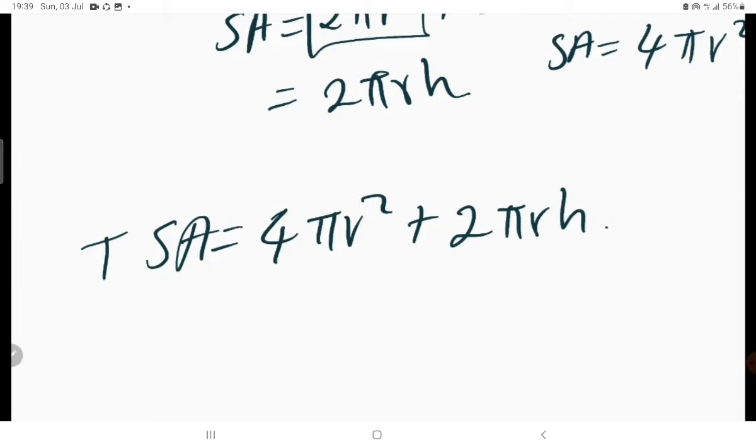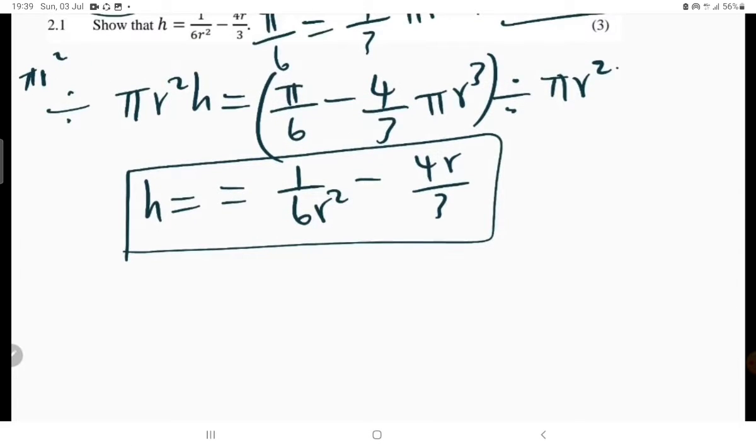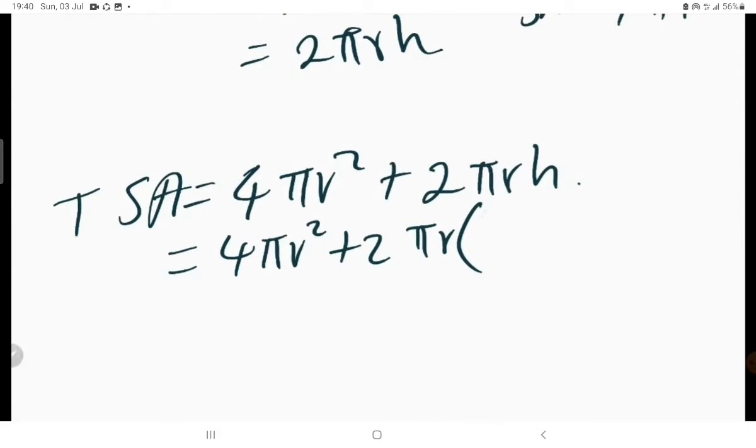Having this, we just need to do the substitution. So we have 4 pi r squared plus 2 pi r, then our h was given by 1 over 6 r squared minus 4 over 3 r. So this is our h having been substituted in its place.